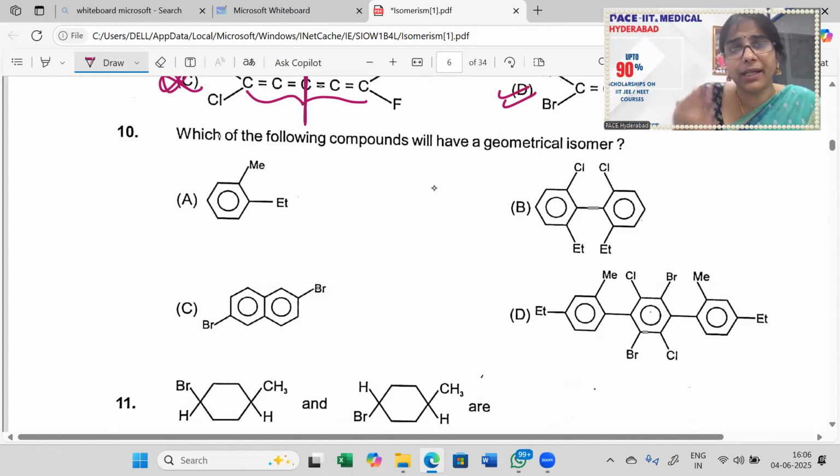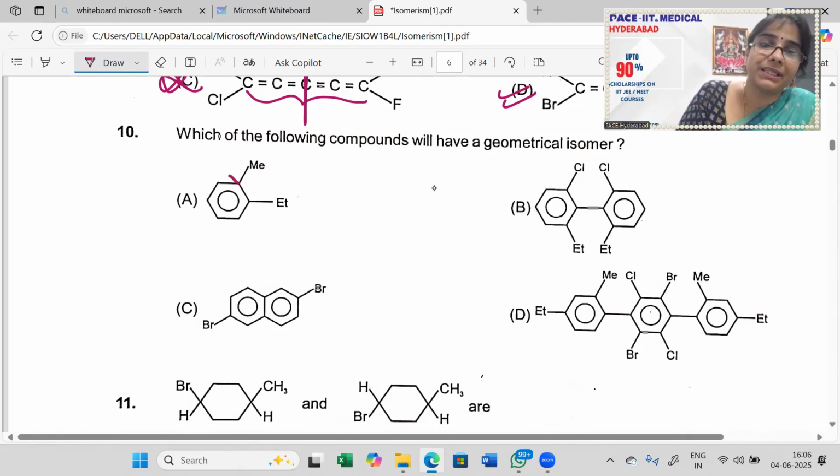On to the number 10, which of the following compounds will have geometrical isomers? Will have. So now, whenever I see some kind of planes and all, we need to just check what all these are. See, this is a benzene ring. Benzene ring is 3 double bonds. As I told you already, whenever you have double bonds in a 6-membered ring, then it will not show.